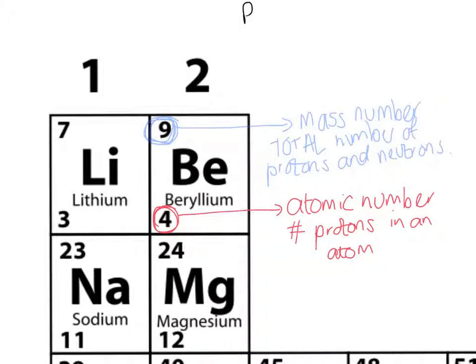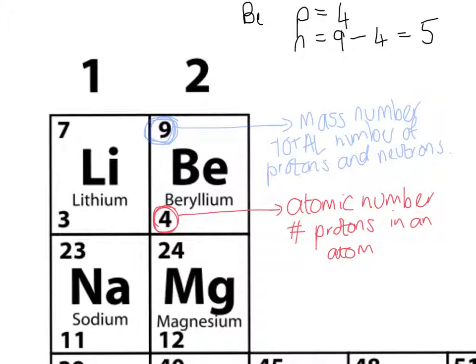That means for beryllium, our number of protons, if we represent that by P, is equal to 4. Then what if we wanted to work out the number of neutrons in beryllium? Well, if the mass number is the total number of protons and neutrons, and we know we have 4 protons, then to work out the number of neutrons, we take the mass number and we minus the number of protons that we have, which is 4. So 9 take away 4 is 5.